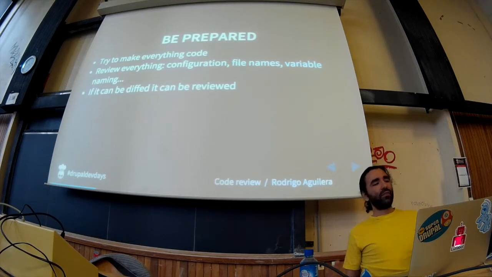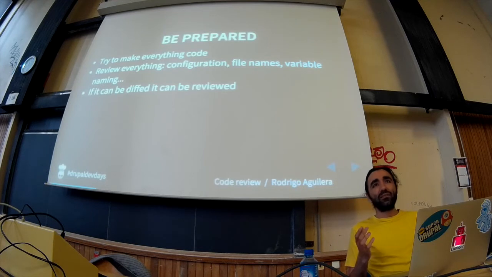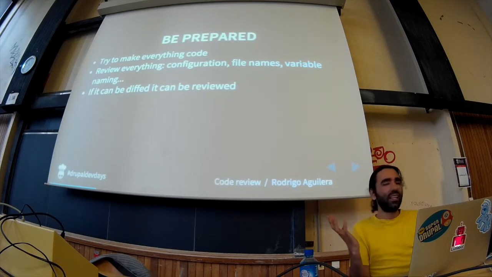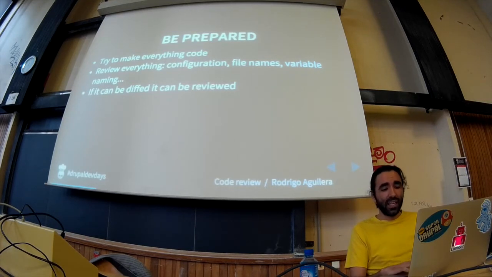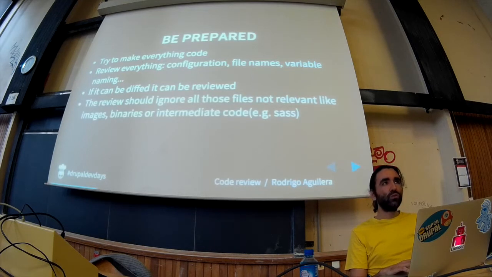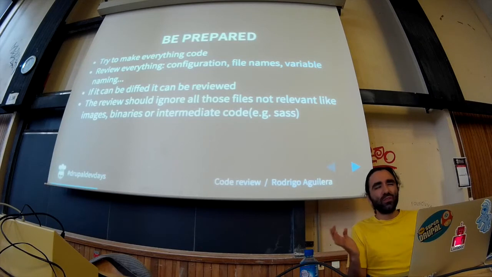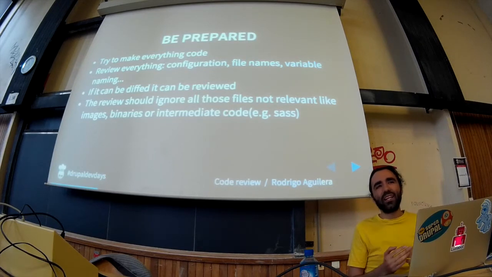Maybe some teams find an interest in diffing images. For example, GitHub has some tools, but we mostly review, we diff code, if you can find the difference. And be aware, because code reviews will ignore some files. For example, we use Sass, Compass, things like that, and you shouldn't review the code that these tools are generating, or other tools.